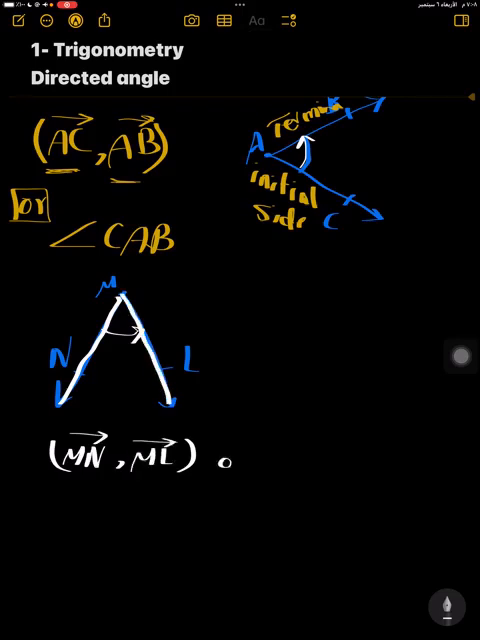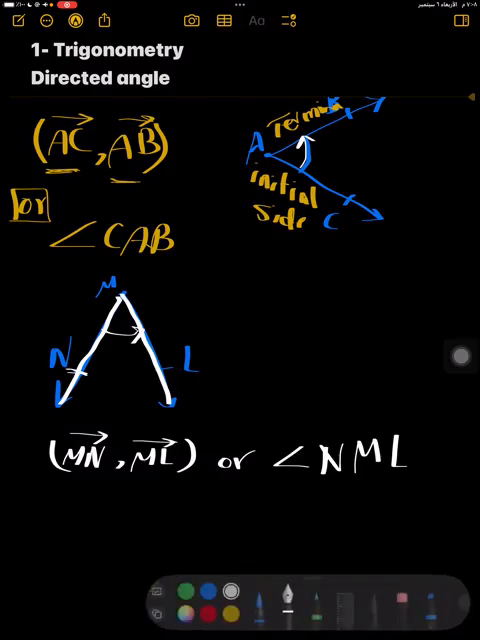Or we can name this directed angle by three letters and we put the vertex in the middle. Don't forget to start naming the directed angle from the initial side. You start from N. NML. You put the vertex in the middle. NML. Don't say LMN. It's wrong.